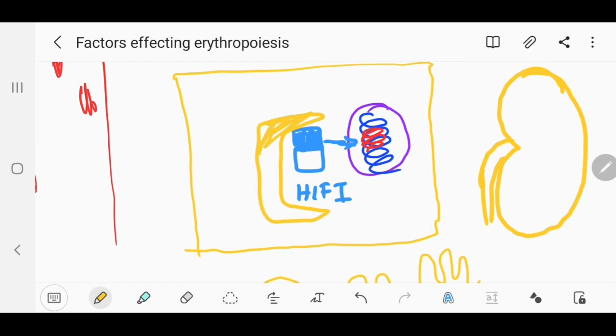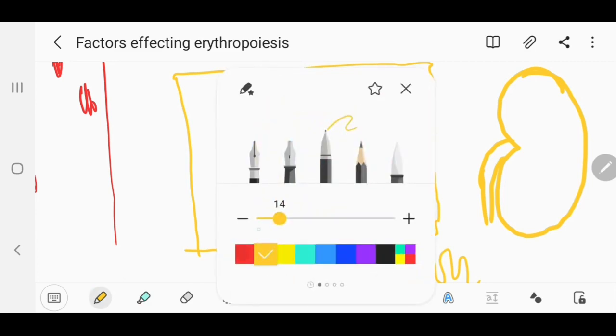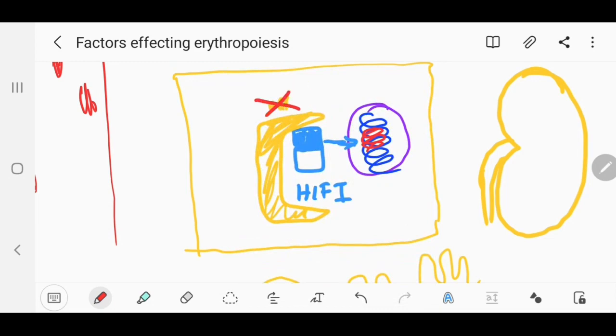But as we know, we do not need erythropoietin all the time. So this factor is basically controlled by an enzyme which holds to it. There is an enzyme which holds to this hypoxia inducible factor 1 through hydroxylation. Whenever there is hypoxia, this hydroxylation will not take place.